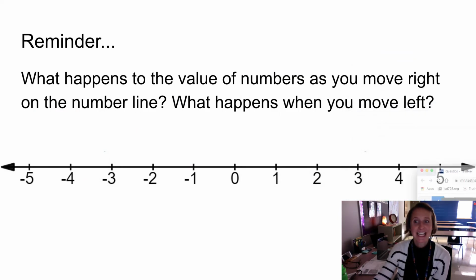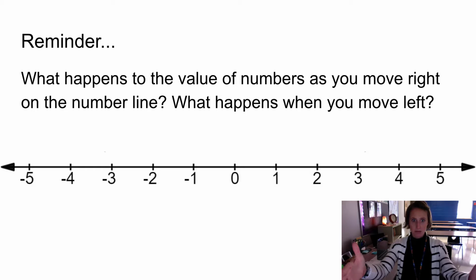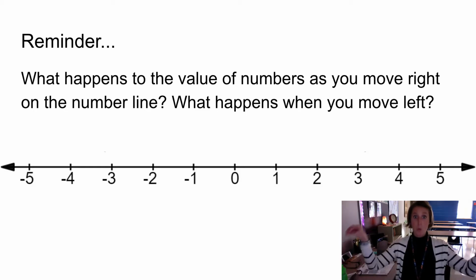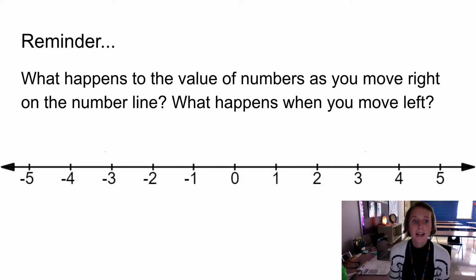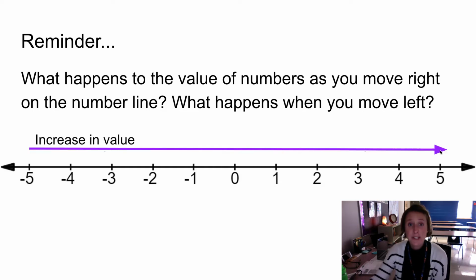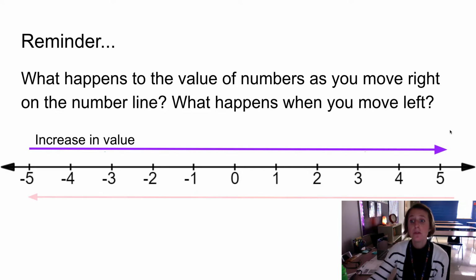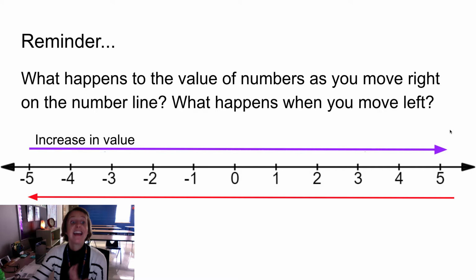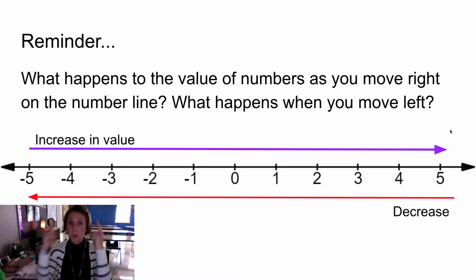We're going to take it to that next level here very, very soon. I just want to give you a friendly reminder. You see my number line here. It's increasing by 1s or decreasing by 1s. What happens to the value of numbers as you move to the right? Yeah, they increase in value. The flip side of that, what happens when we move to the left on a number line? They decrease in value.